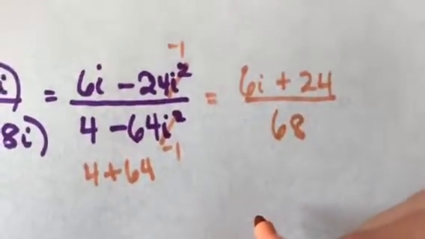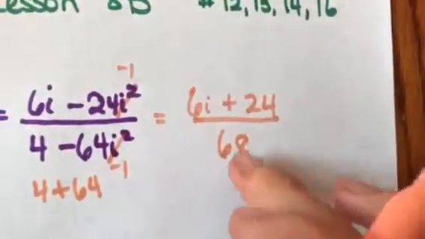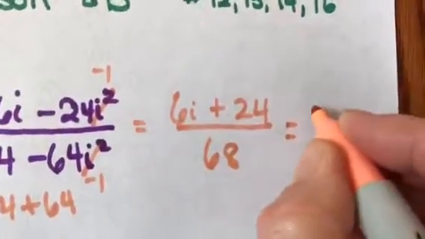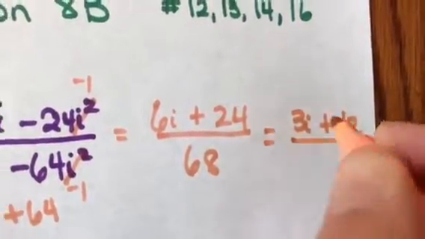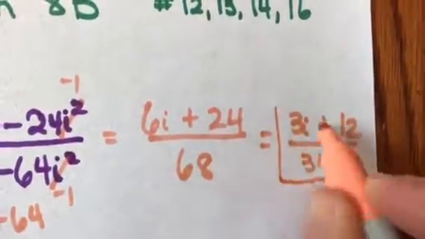Okay? You might think you're done, but I believe 2 will go into all 3 terms. So make sure you reduce your fraction. 2 will go into 6 3 times. 2 goes into 24 12 times. And 2 will go into 68 34 times. So that should be your answer.